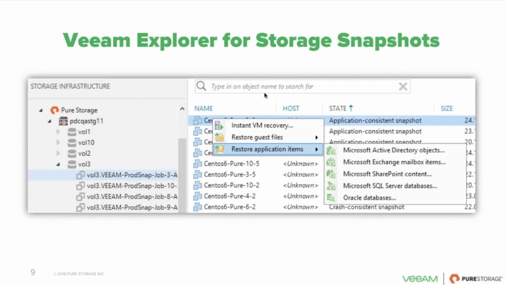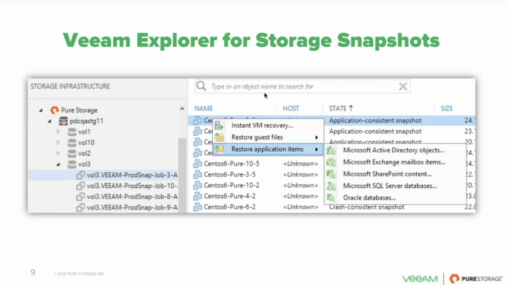So here is a screen capture of the Veeam Explorer for storage snapshot. As you can see here, when you go and take a look at an array you've added into the Veeam console, we'll automatically go and interrogate that array. We'll locate all of the different volumes underneath that particular array, and then all of the snapshots underneath each volume.